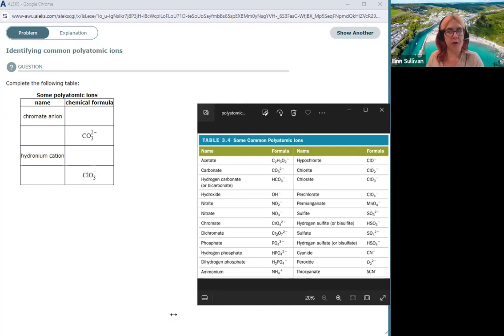Some of them you probably know. You probably already know things like carbonate or sulfate or whatever. So I find it's useful for you to just break them up into groups of what you know and what you don't know.